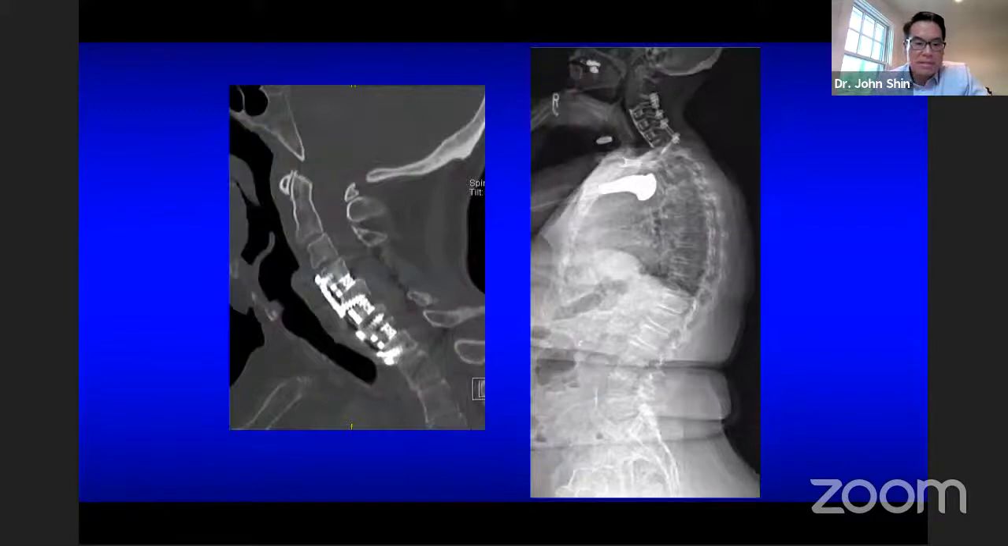And this is just a CT demonstrating that. You can see here the correction, the anterior plate, and these are the grafts used for that. And this is now after surgery, no longer in a wheelchair, actually able to stand.